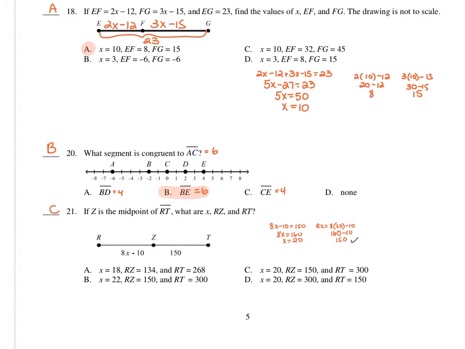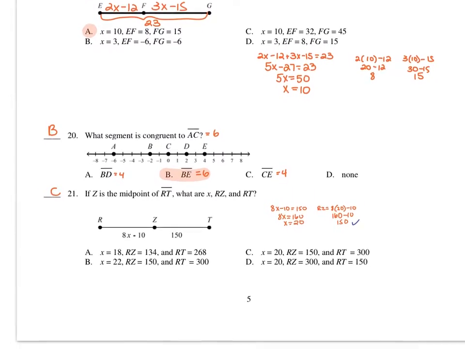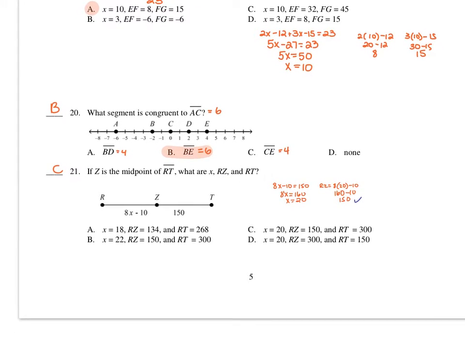20, what segment's congruent to AC? So first you had to figure out that AC was 6, and then look through your choices, and BE was the only one that was 6.